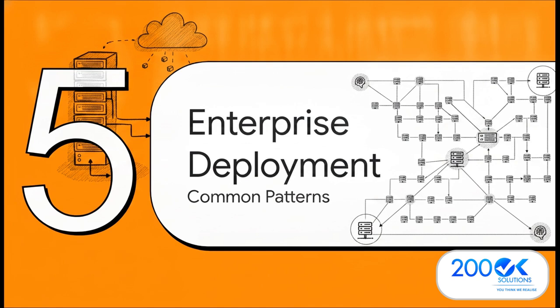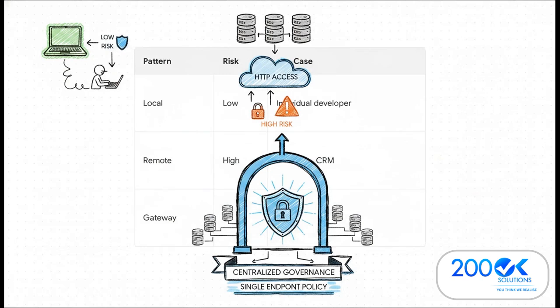And our final piece of the puzzle, Section 5, Deploying for the Enterprise. So with over 9,400 public and internal MCP servers already out there, where do these things actually live? Well, here are the 3 most common deployment patterns side by side. First, you have the local pattern. This is super low risk, usually just running on a single developer's machine for individual productivity, like Claude Code.